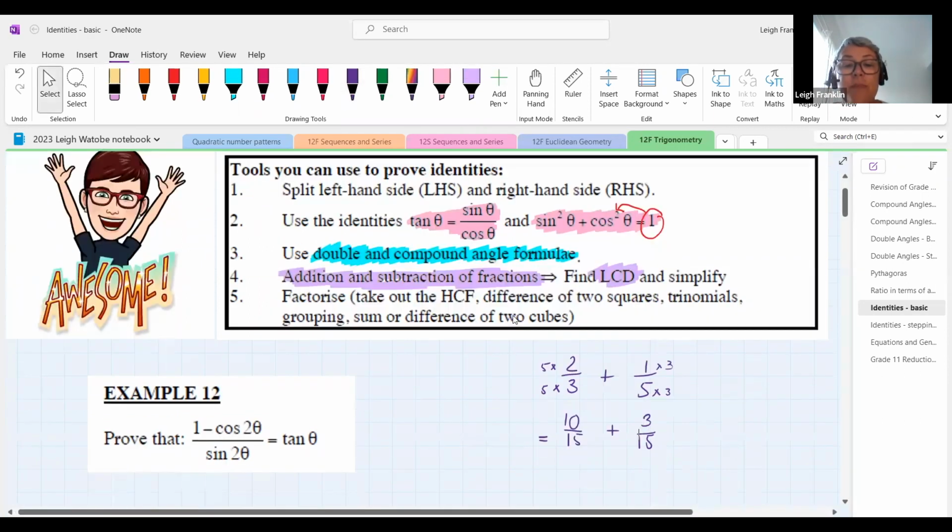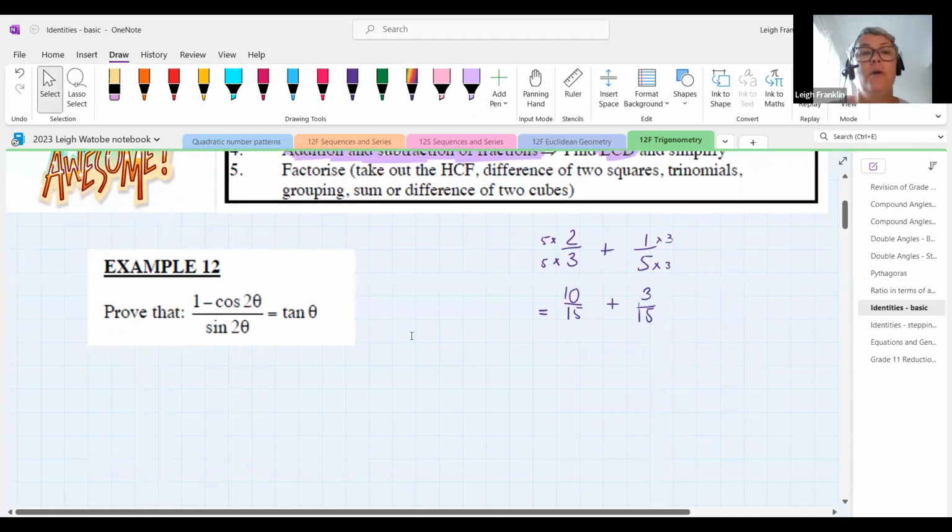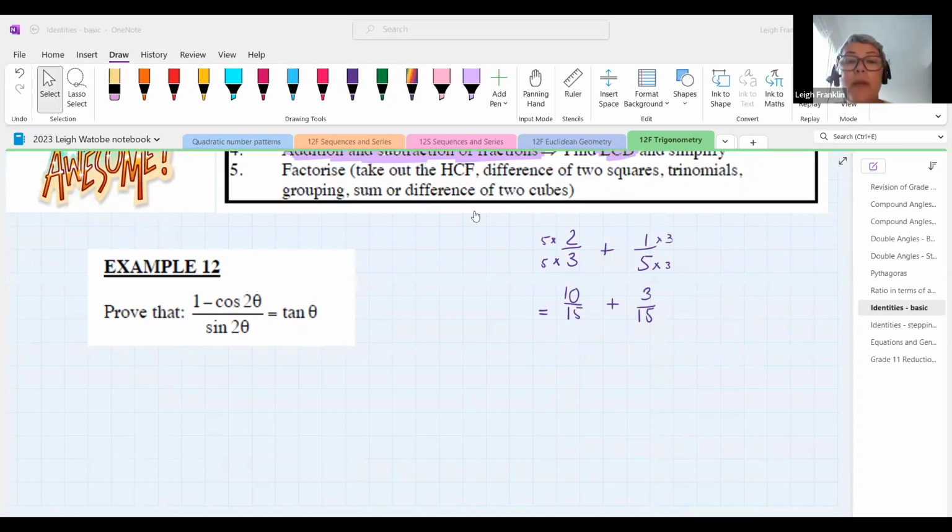And then what's the next step here? What would I do now in order to simplify it fully? Can anybody tell me?